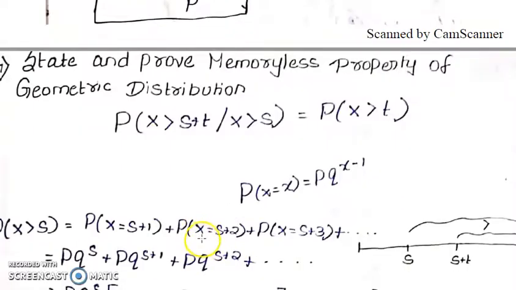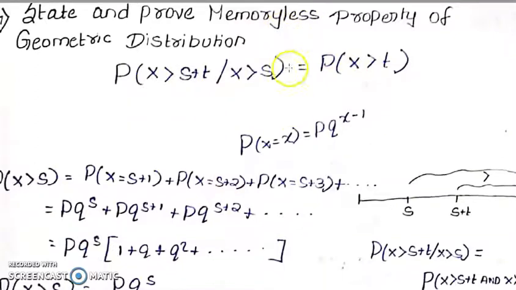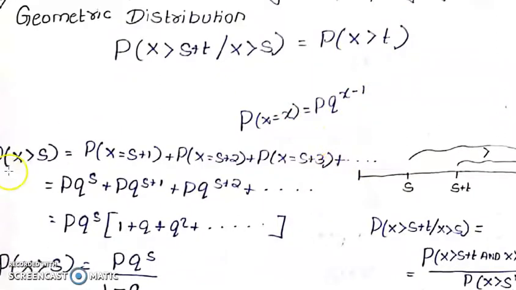Now, state and prove the memoryless property of geometric distribution. Memoryless property: probability of X greater than s plus t given X greater than s is simply probability of X greater than t. So here the variable s is forgotten. Therefore, that is the memoryless property. Now, the probability function for geometric distribution is p of x equal to p into q power x minus 1.